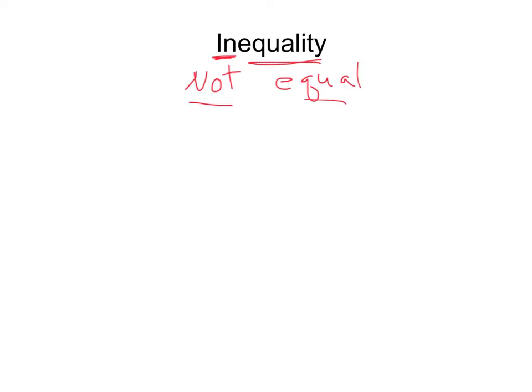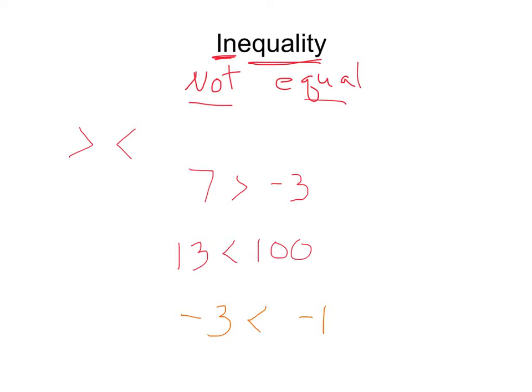So when we write an inequality, we use the greater than or less than sign. So we might say 7 is greater than negative 4 or negative 3. Or we might say 13 is less than 100. If I have these two numbers, negative 3 and negative 1, and I put my less than sign, it's an inequality because negative 3 is less than negative 1 because it's farther away from 0.